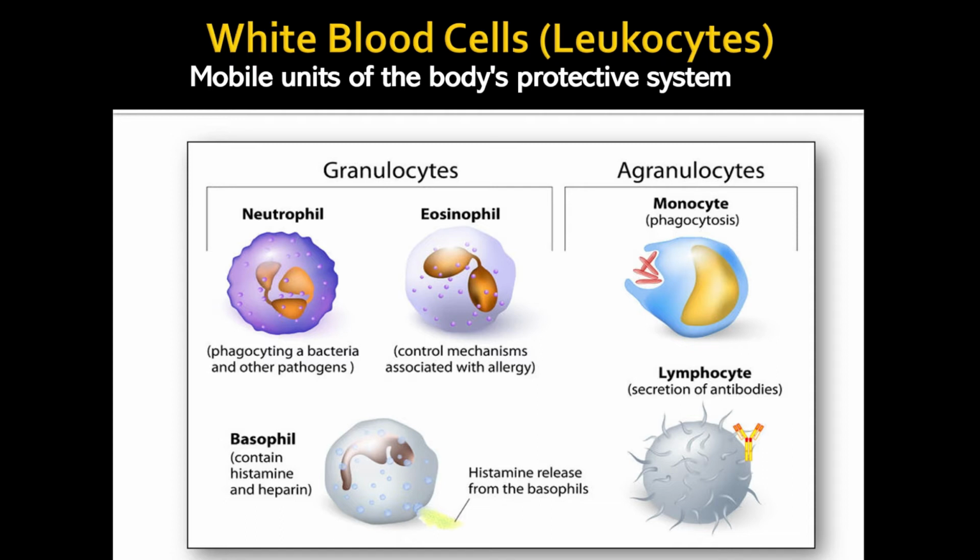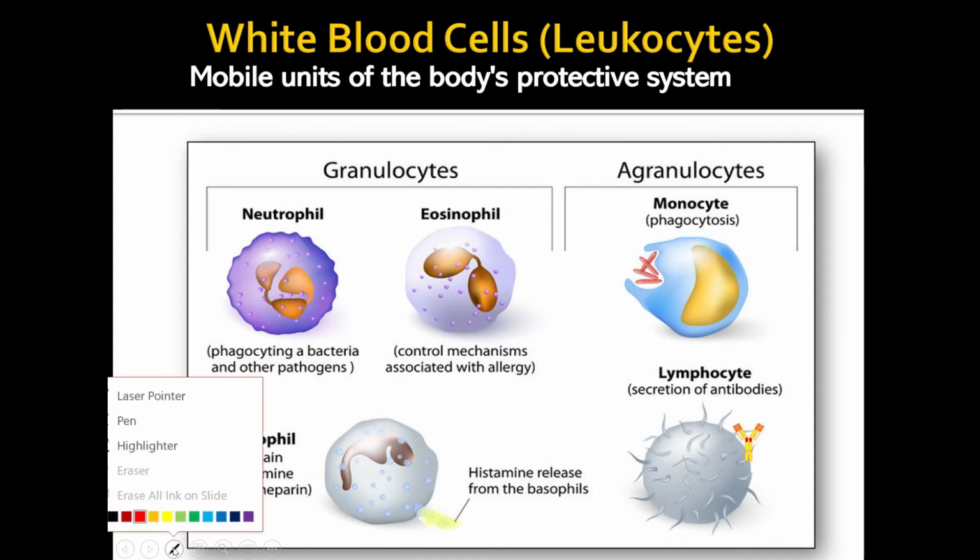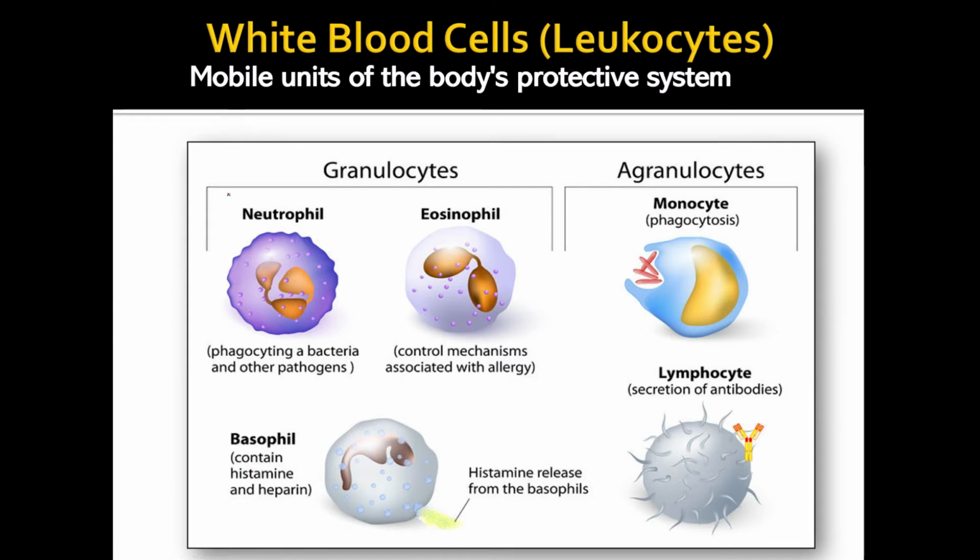Basically the neutrophils, eosinophils, basophils and monocytes, these four collectively play a role in phagocytosis. Whereas the lymphocytes secrete antibodies and their role is basically in immunity.